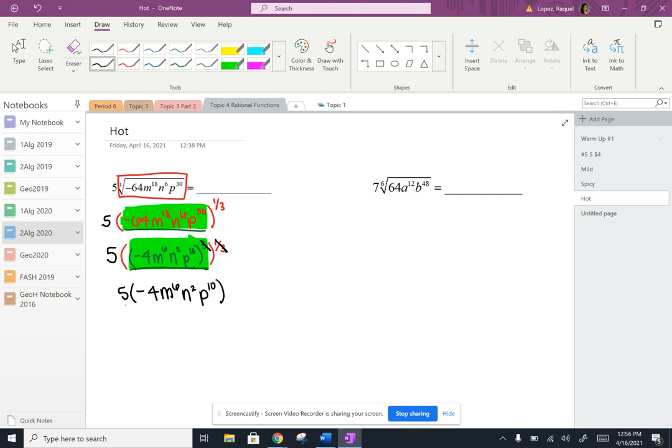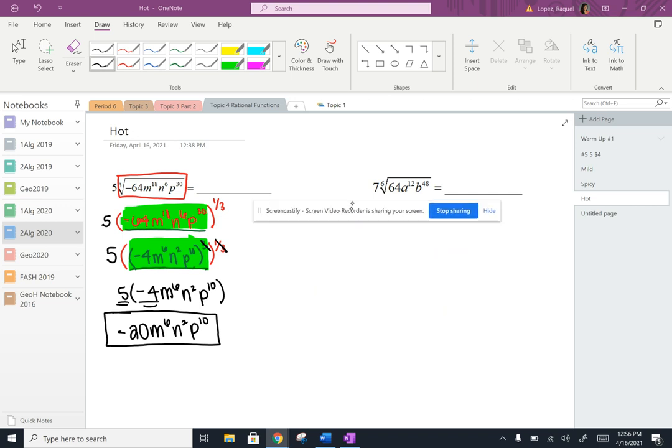Now what I can do is multiply this 5 and the -4, so my final answer is going to be -20, m to the 6th, n squared, p to the 10th. All right, and we are done. Let's go ahead and try this next one.